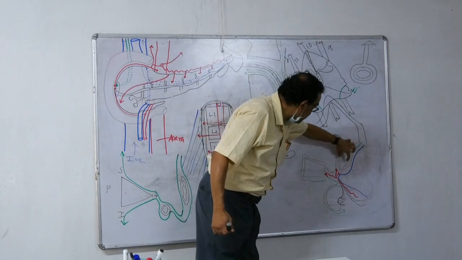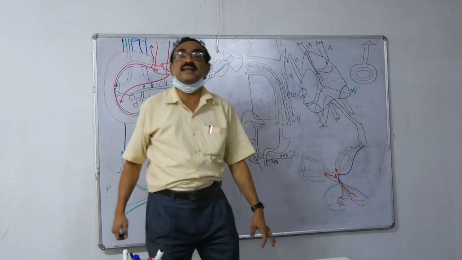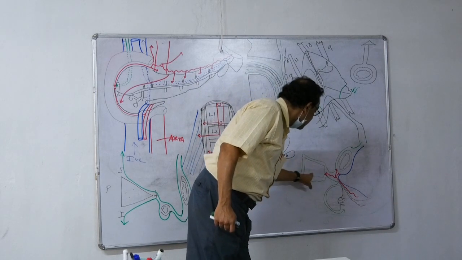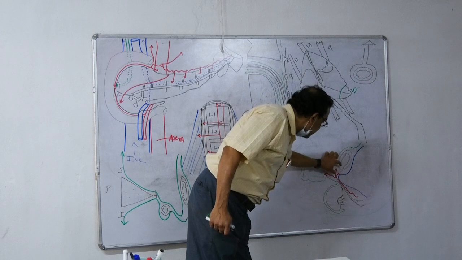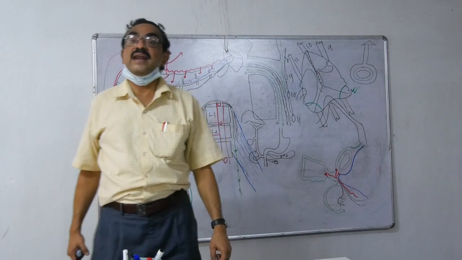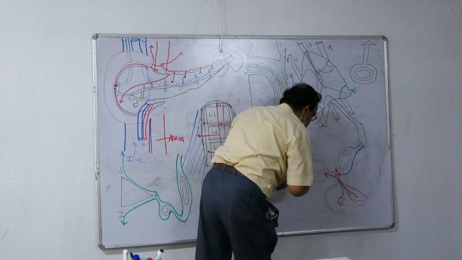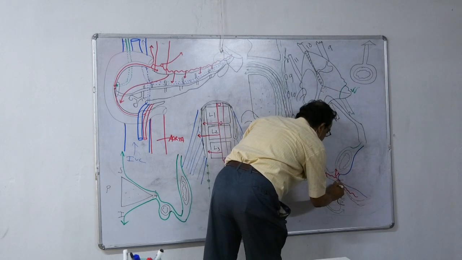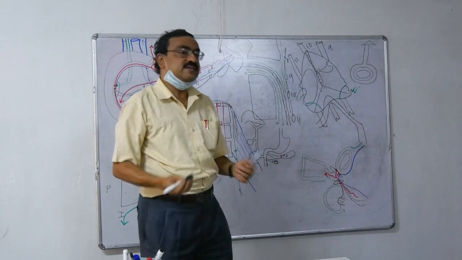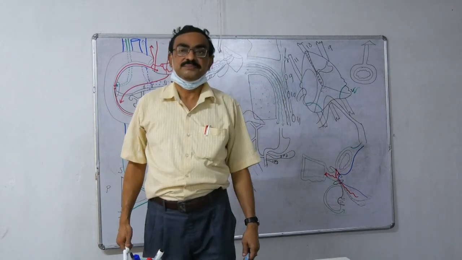And we get one ligament between the stomach and the spleen. This is the gastrosplenic ligament. And also we get a ligament between the kidney and the spleen. This is the lienorenal ligament. This is one ligament, and this is another ligament. One is gastrosplenic and this is the lienorenal ligament.